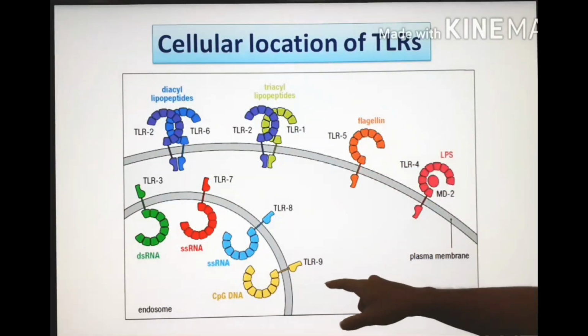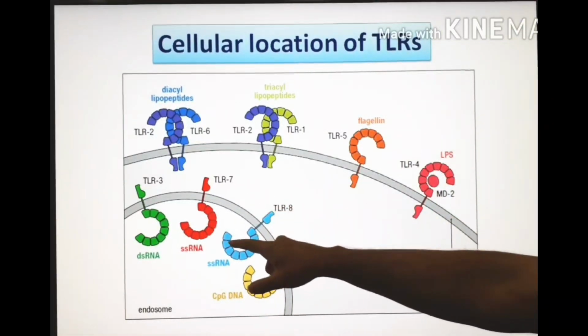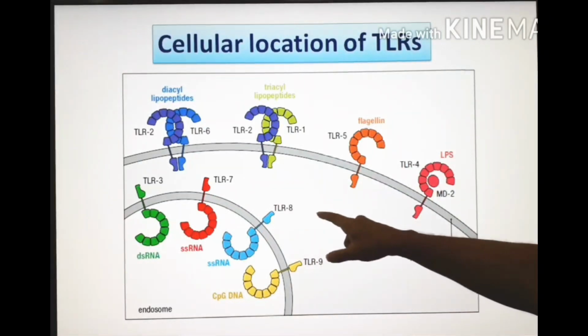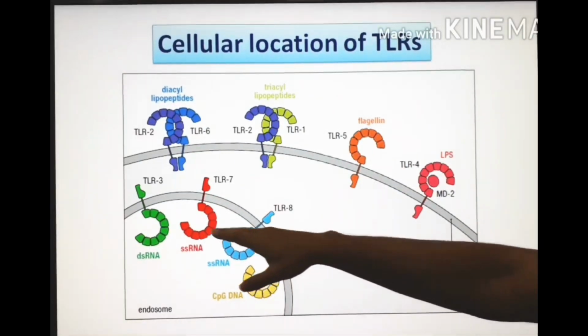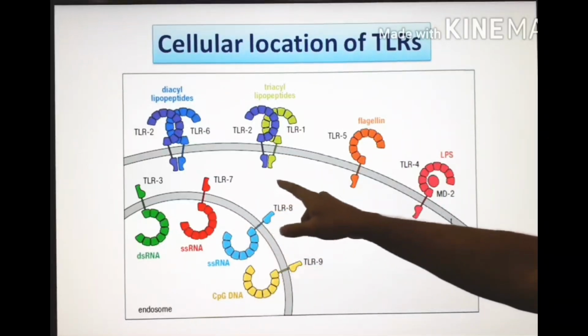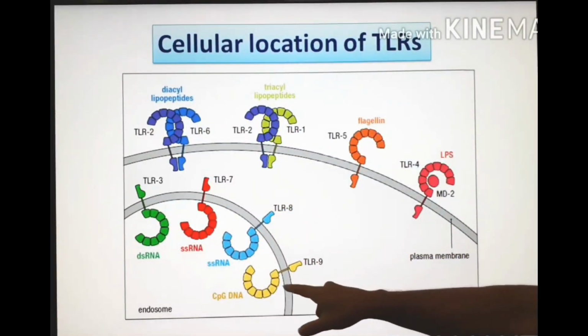In the endosome, TLR3 can bind with double-strand RNA. TLR7 can bind with single-strand RNA of virus. TLR8 also forms a homodimer. So they all form homodimers. TLR3 recognizes double-strand RNA. TLR7 and TLR8 recognize ssRNA. TLR9 can recognize CpG DNA.